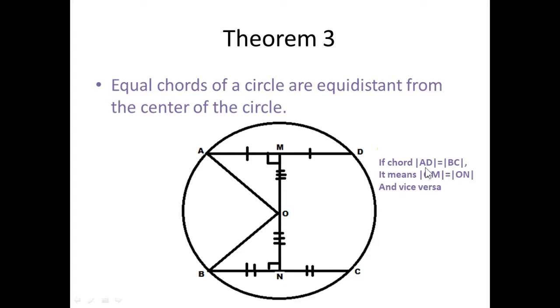You can see, if I write here, if chord AD is equal to BC, it means that OM is equal to what? Line ON. That's what it implies, and vice versa. That is, if ON is equal to OM, it means that chord BC is equal to what? Chord AD. These three theorems we are going to be using to solve problems in the next video.